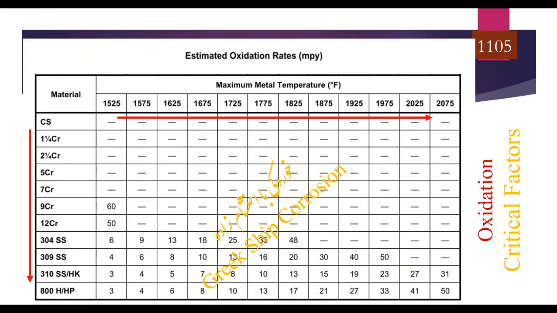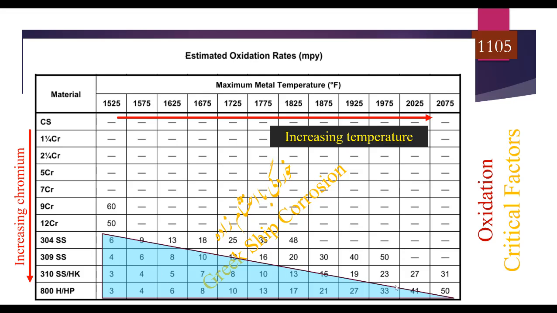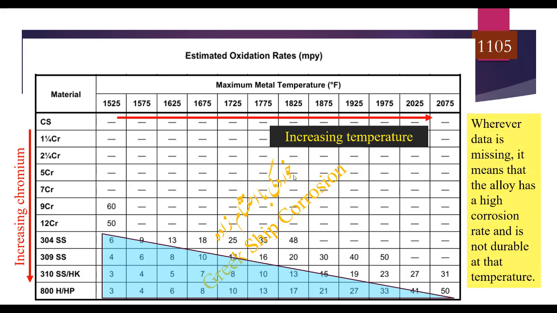And this table shows estimated oxidation rates in mils per year, or MPY, where the temperatures are shown in degrees Fahrenheit, from 1525 to 2075 degrees Fahrenheit. Increasing chromium, increasing temperature. And again, these alloys are the resistance alloys in these temperatures. Again, whenever data is missing, it means that the alloy has a high corrosion rate and is not durable at that temperature.